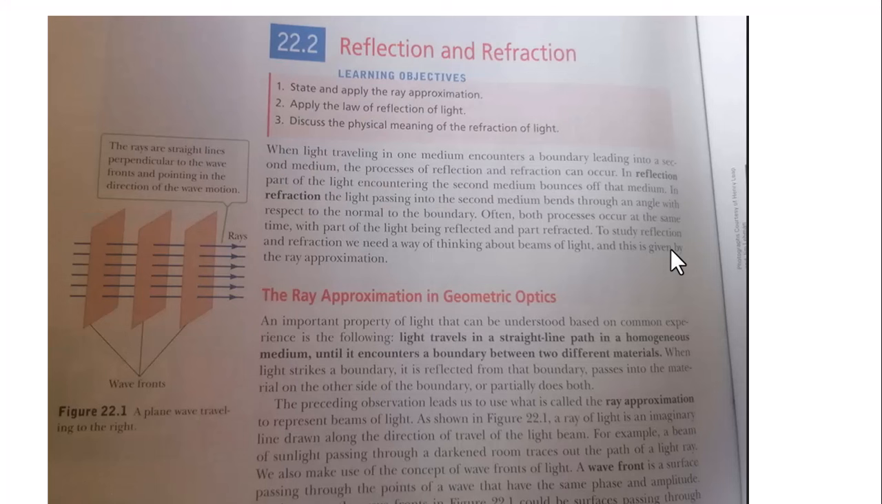Okay, that's fine. Let us try to continue in this. And now let us look at reflection and refraction. What does it mean that light can be reflected? And what does it mean that light can be refracted? And what does it mean for light to reflect and refract at the very same time?